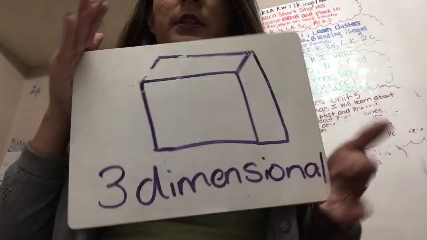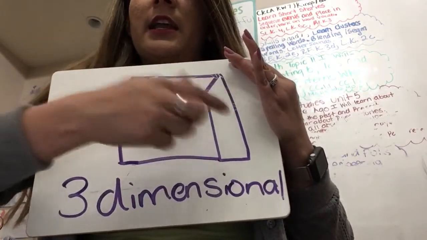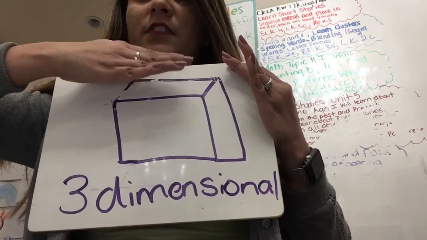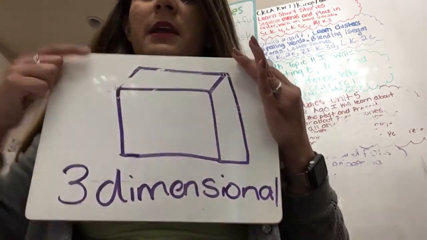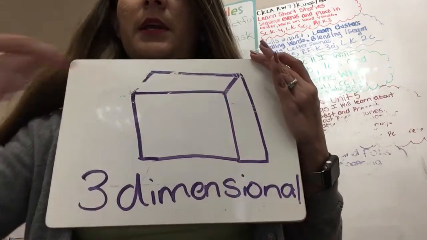A three-dimensional shape is like this. This is a cube. With this shape, you can see the top of the shape and you can see the side. If you can see the top and the side of the shape, this is called a three-dimensional shape. And I'm sorry because I kind of messed it up right there, but this is what I mean.